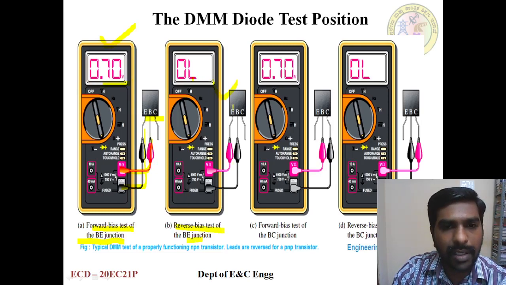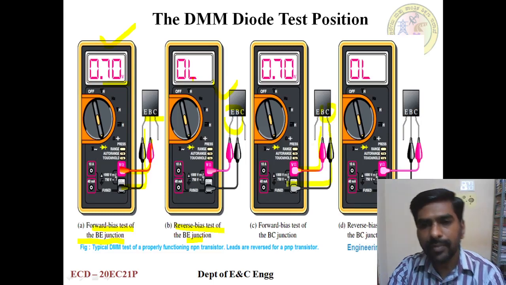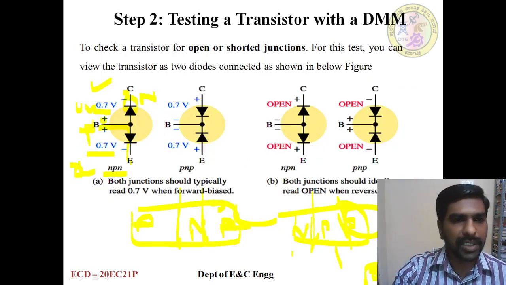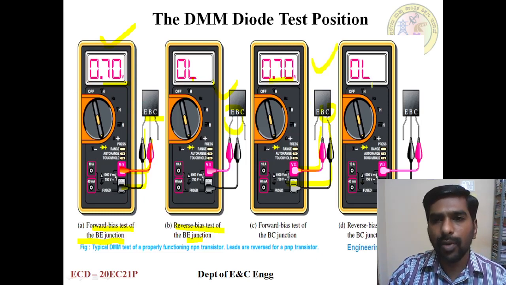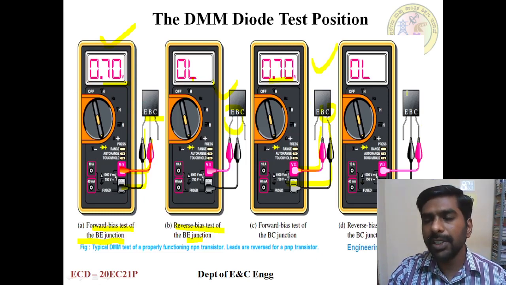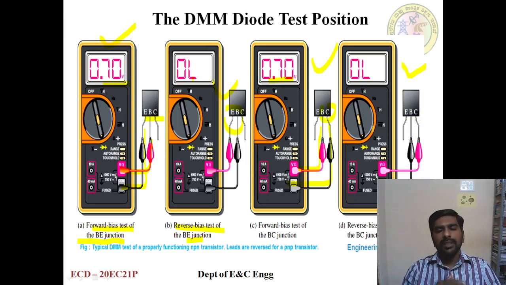It's an open reading. The base emitter junction is good, and then they take the base collector junction. Base is positive and collector is negative, and see this is 0.7. It's good, and reversing, they have interchanged the direction, and it's an open loop. It's good. So this way they can test the emitter base in diode mode.